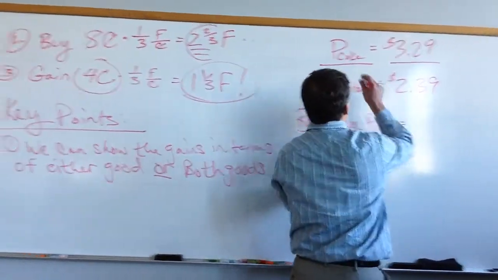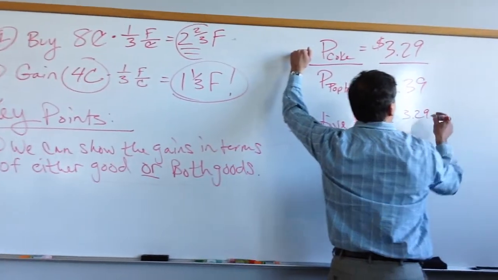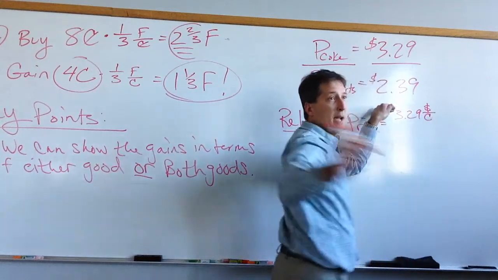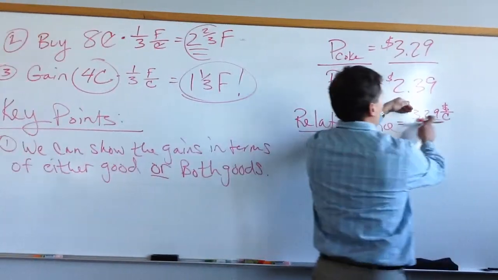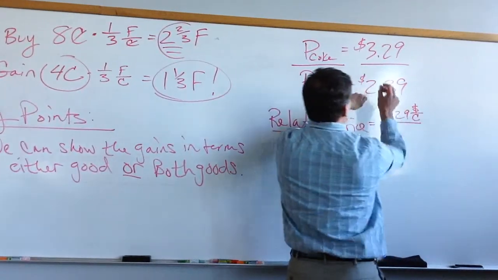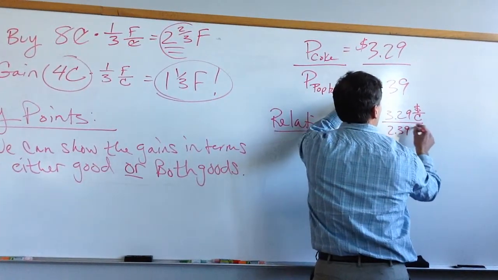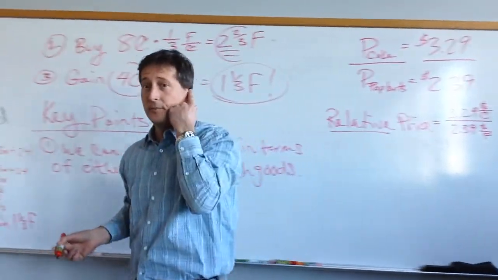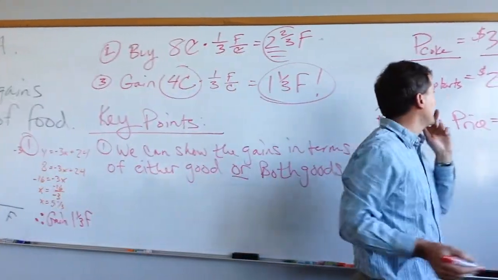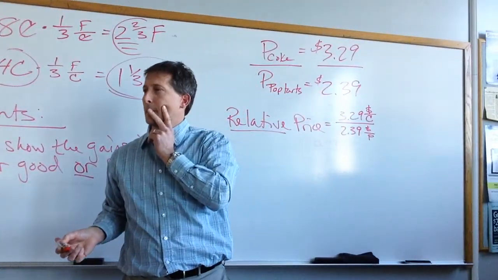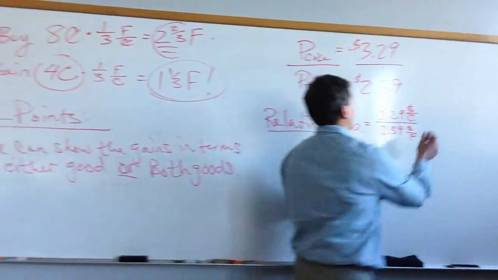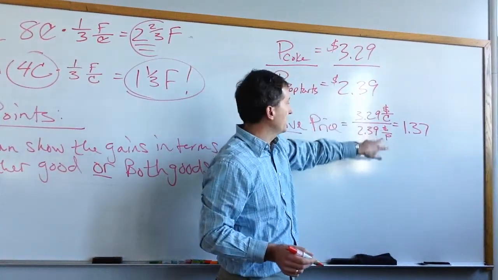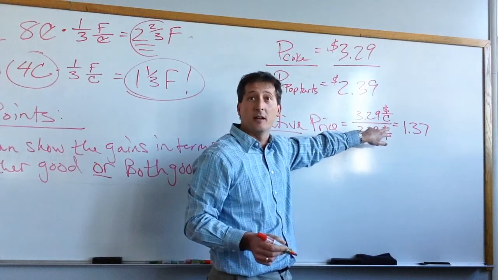So if we look at the relative price and we take the price of Coke at $3.29, and now we're going to buy $3.29 per Coke, getting back to this kind of notation. $3.29 per Coke divided by $2.39 per Pop-Tart. Somebody pull out a calculator. What do we got for $3.29 divided by $2.39? 1.37. But now the reason why I did this notation is, what do you do when you're dividing a fraction by a fraction? How do you solve it?